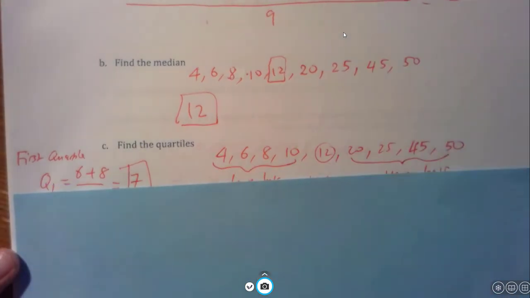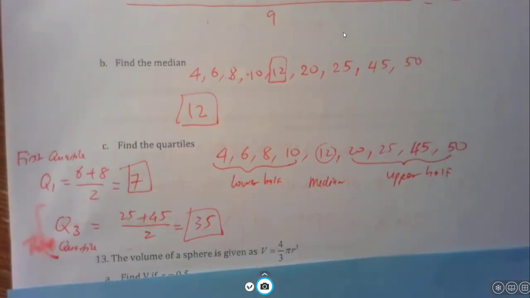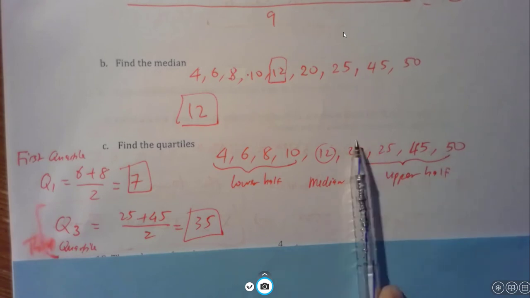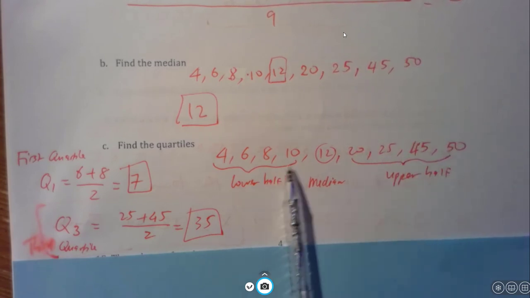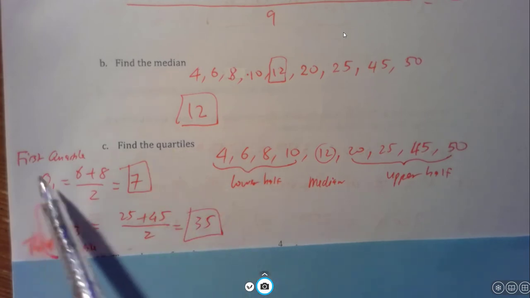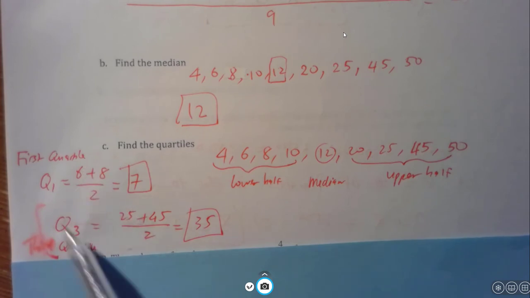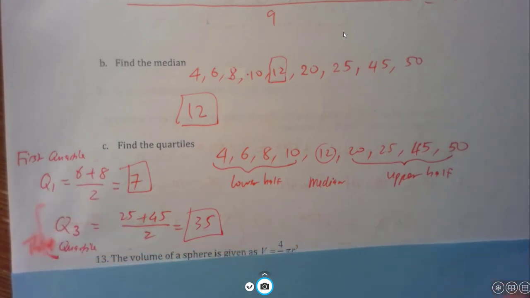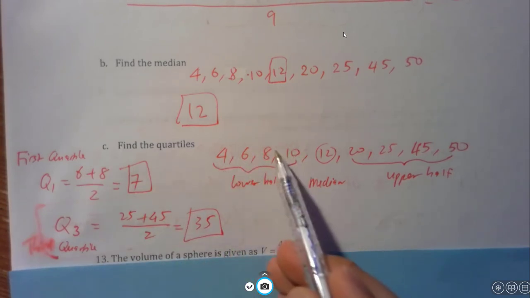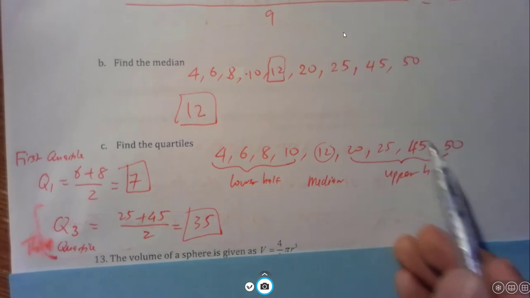Okay, the quartiles. This is the median we just found, right? Four numbers above that is the upper half, and four numbers below that is the lower half. Now to find the quartiles, we have the first quartile and the third quartile, Q1 and Q3. Q1 is the median of the lower half, and Q3 is the median of the upper half.